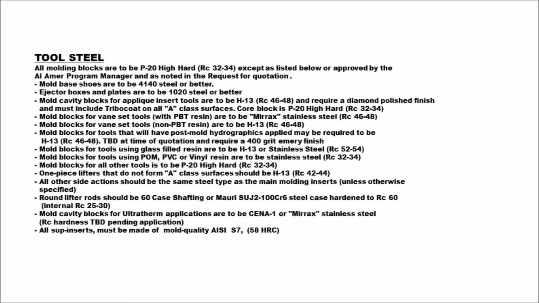One-piece lifters that do not form A-class surfaces should be H13, RC 42-44. All other side actions should be the same steel type as the main molding inserts, unless otherwise specified. Round lifter rods should be 60 case shafting or Mori SUJ2-100 CR6 steel case hardened to RC 60. Internal RC 25-30. Mold cavity blocks for ultratherm applications are to be Sina 1 or Mirax stainless steel, RC hardness TBD pending application. All sub inserts must be made of mold quality AISI S7, 58 HRC.